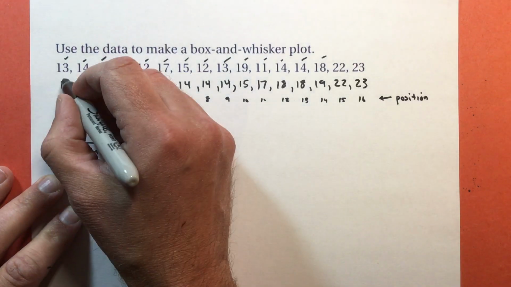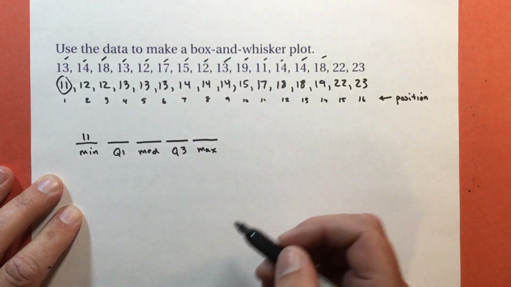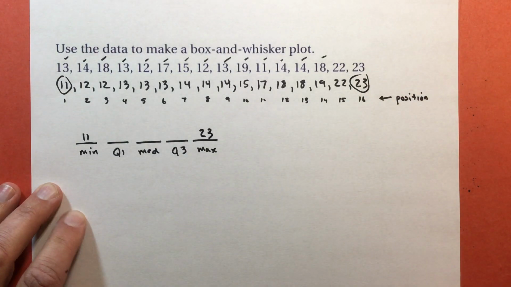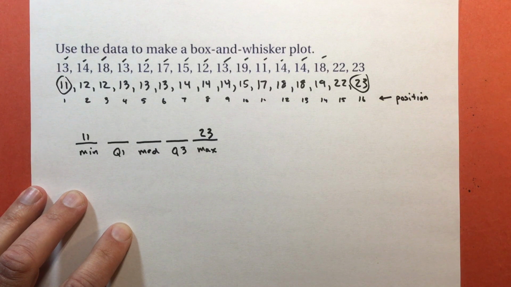So the minimum is the smallest number. That's going to be my 11. The maximum is my biggest number. That's 23. That shouldn't be too difficult. Now let's find the median.